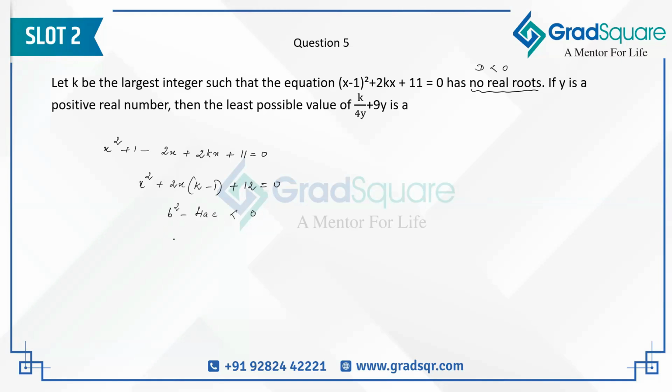Okay, so b square here, let me take it, 2 into k minus 1 whole square minus 4, a is going to be 1 and c is going to be 12. This has to be less than 0. So 4 into, again this is going to be k square plus 1 minus 2k minus 4 into 12 is going to be less than 0. Let's divide both sides by 4. I get k square plus 1 minus 2k minus 12 is going to be less than 0.